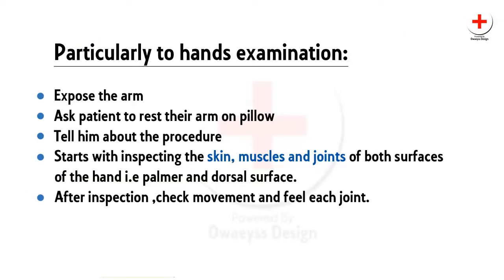Particularly for hand examination, expose your patient's arm. Ask him to rest their arm on a pillow. Tell him about the procedure, what you are going to do. Then start with inspecting the skin, muscles and joints of both surfaces of the hand, that is palmar and dorsal surface. After inspection, check movement and feel each joint.